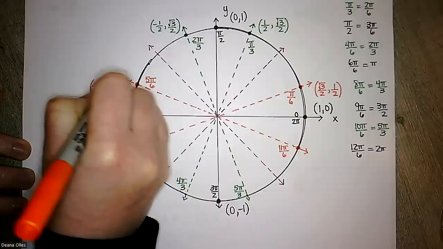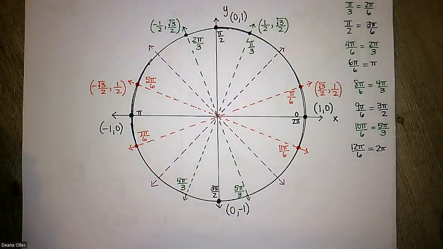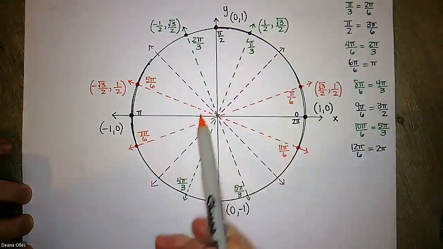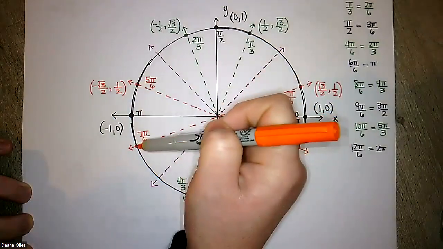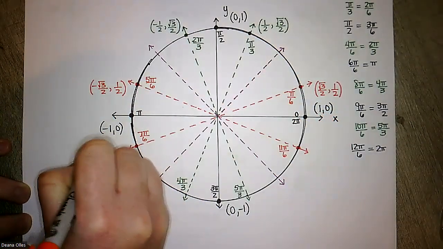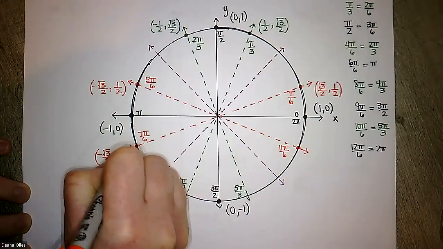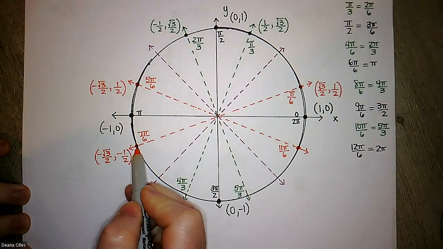But the y value is still positive 1/2 in the second quadrant. Okay, we're going to do the same thing. So now we can flip this guy over into the third quadrant, but now both x and y are negative. So we'll have negative root 3 over 2, and negative 1/2.